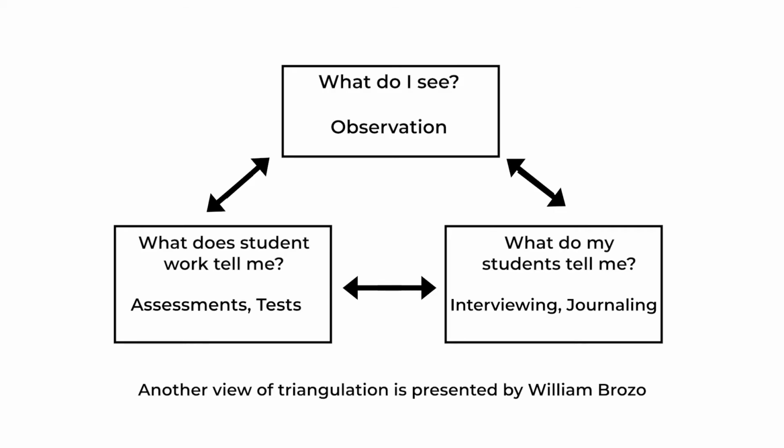Another view of triangulation is presented by William Brusso in 2011. As illustrated in the diagram, there are 3 methods used in data collection. First, observation. These answer the questions, what do I see as a researcher? The second method is interviewing or journaling. What do my students tell me? And of course, the quantitative data process or method, assessments and tests. This will answer the question, what does student work tell me?